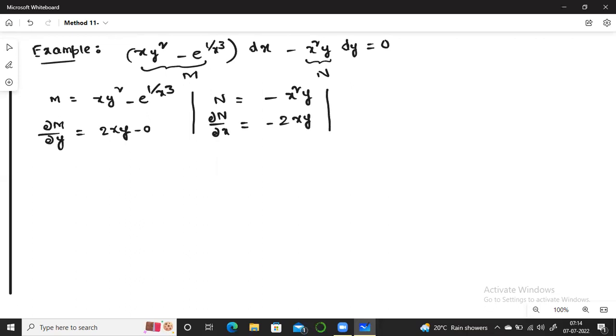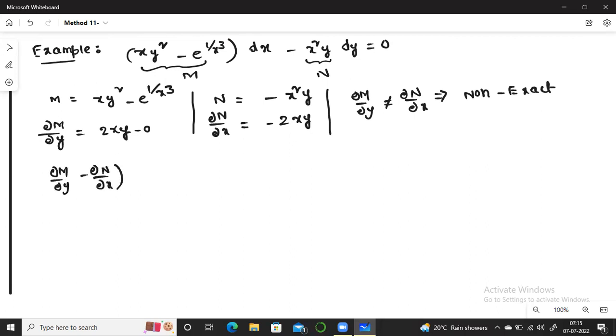From this, you can say ∂M/∂y is not equal to ∂N/∂x. It means the given equation is non-exact. But one more thing you can try: I will check under which case it comes. I calculate ∂M/∂y minus ∂N/∂x over N. ∂M/∂y is how much? 2xy.